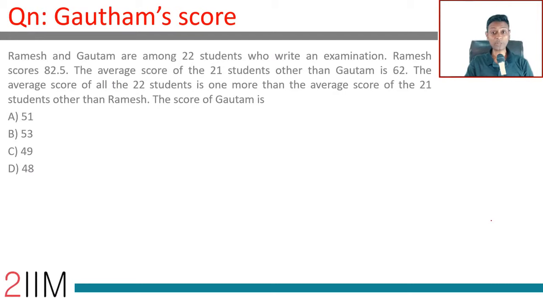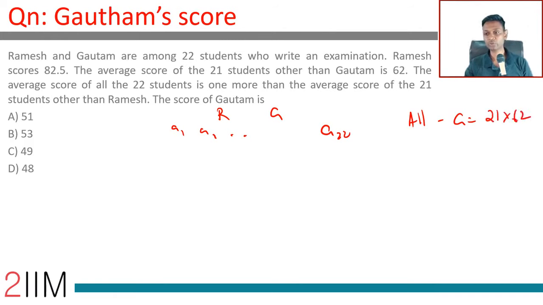Ramesh and Gautam are among 22 students who write an examination. Ramesh scores 82.5. The average score of the 21 students other than Gautam is 62. So A1, A2 till A22. Here there is a Ramesh and a Gautam. So all minus Gautam is 21 into 62.